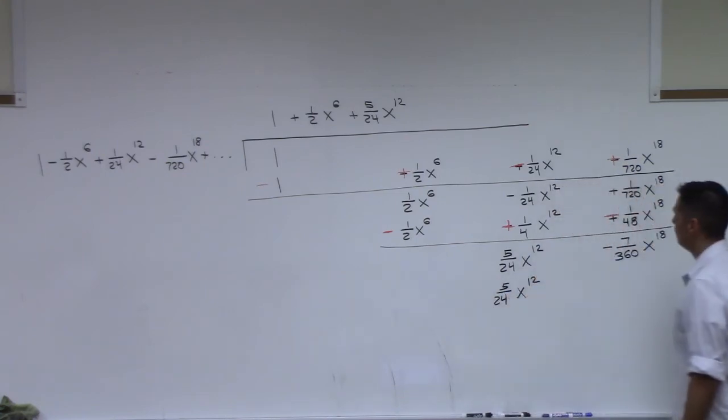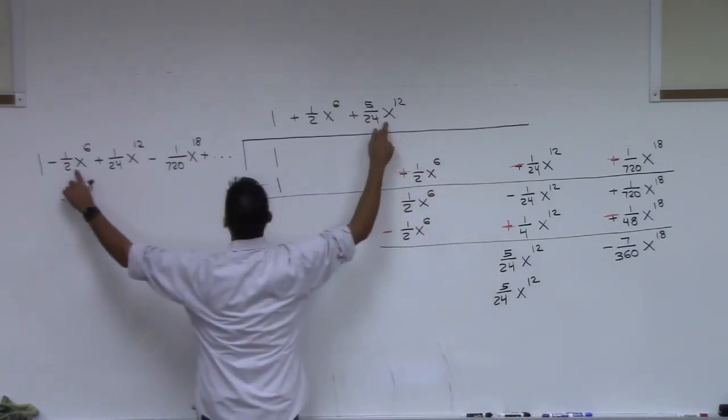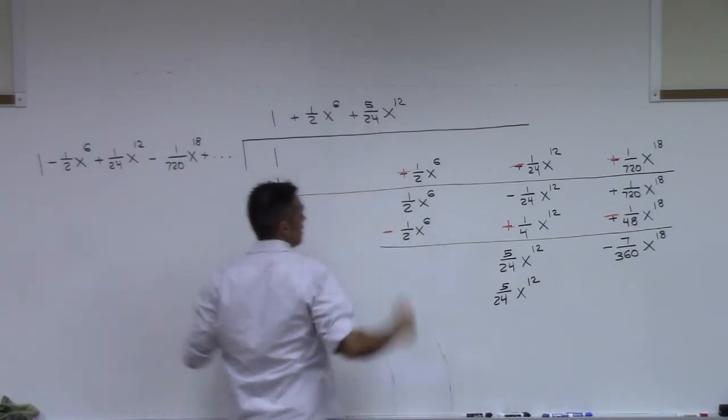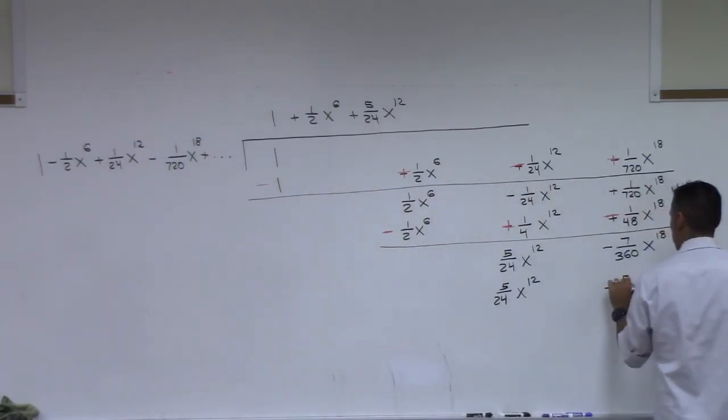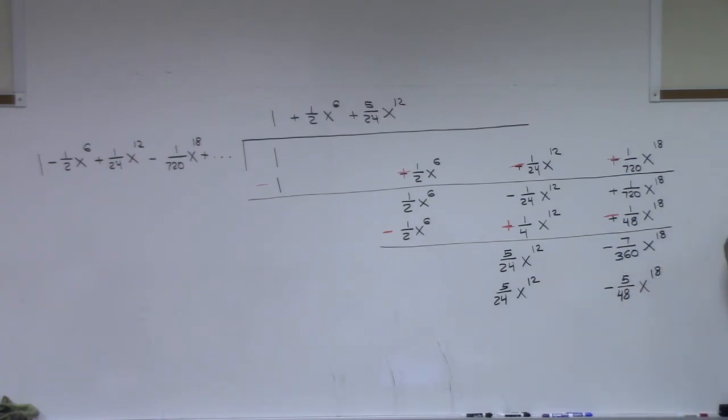What's my next term? Negative 5 over 48 x to the what? Where are we? We're here to here, right? So negative 5 over 48 x to the 18th. And then the next term is going to be a bigger power, right? X to the 24th power. Yeah? So we'll stop there.